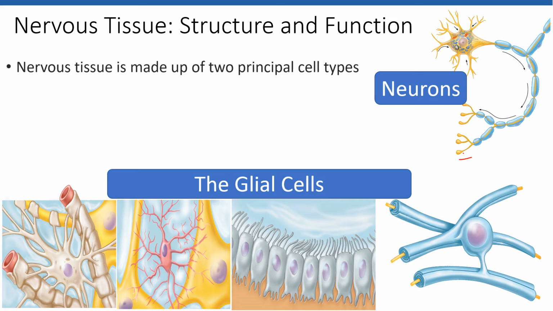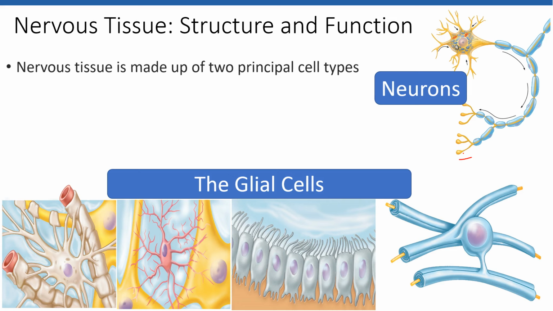They cannot conduct electrical impulses. That's only reserved for the neurons, and these bad boys can continue to divide and reproduce indefinitely. Okay, they don't lose their ability to divide. Neurons, on the other hand, nerves, they can and they do. Okay, so let's take a look at the glial cells, a little closer look.